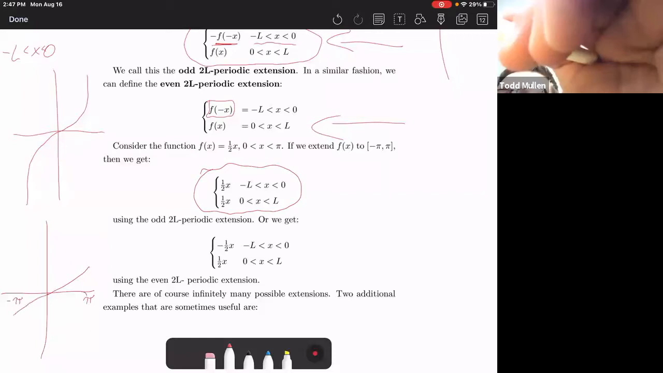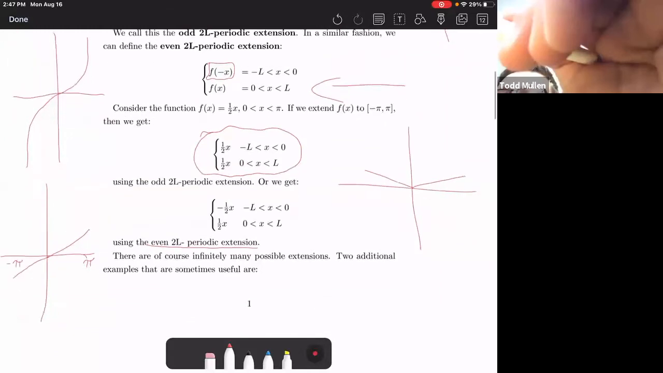You would just keep the straight line going, because 1/2 x is an odd function. If you take this odd function and extend it in an odd way, you continue to get an odd function. But we could instead extend it using the even periodic extension. And that would look like this, which we would know as having more of an absolute value feature to it.